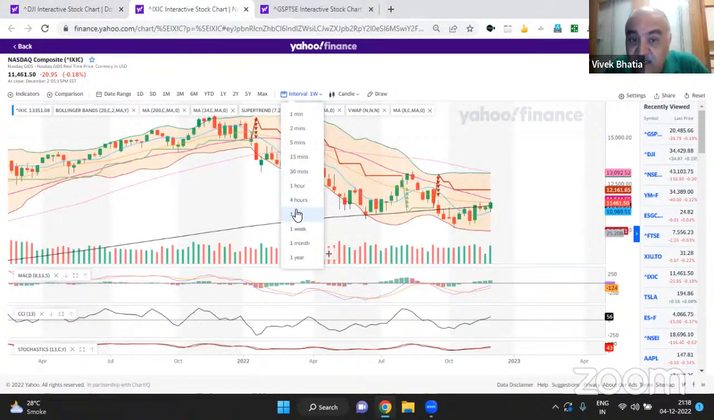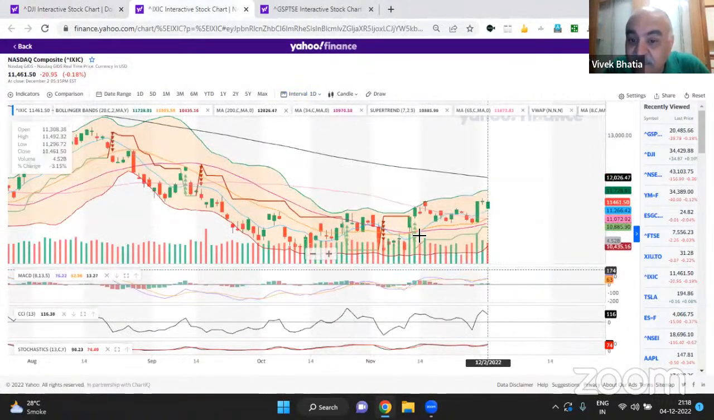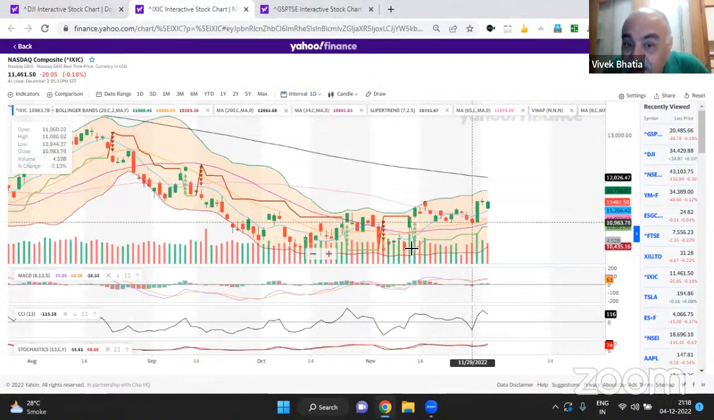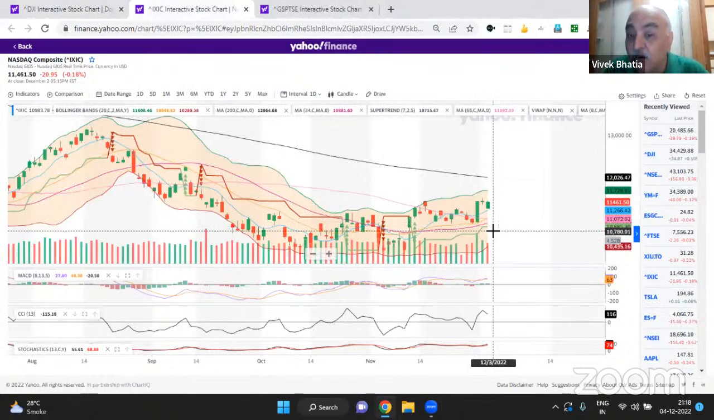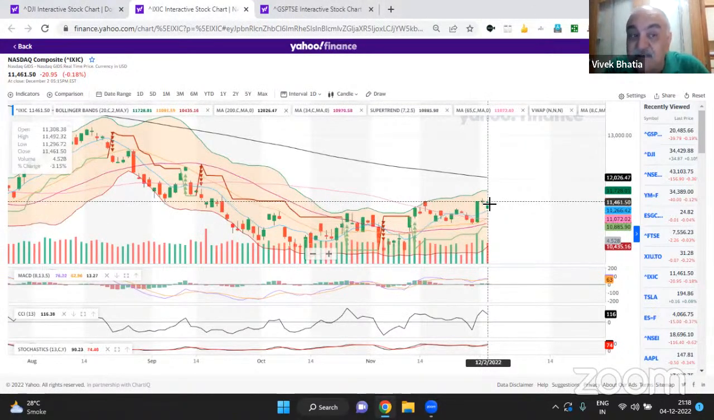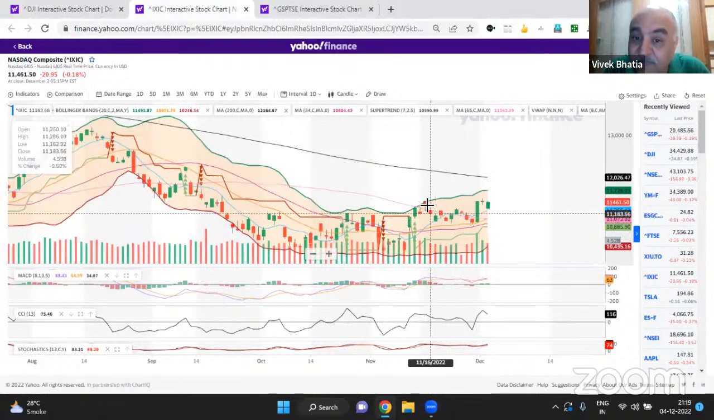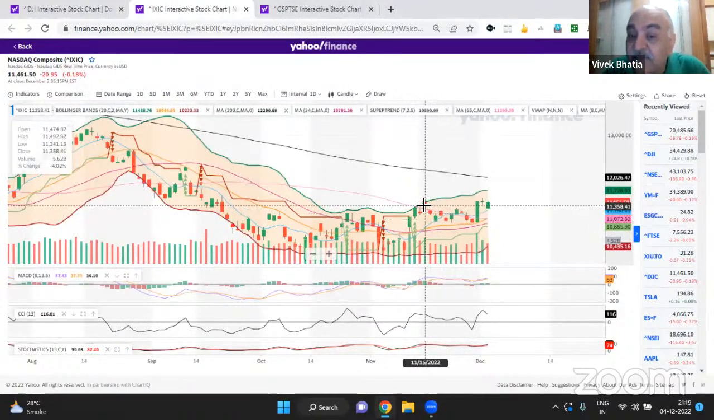Check this out on a day chart and you will realize that the super trend had turned green long ago on a day chart. The closing on NASDAQ is close to the highest point of the week. Not only this week, but also the previous week, which was 15th of November.